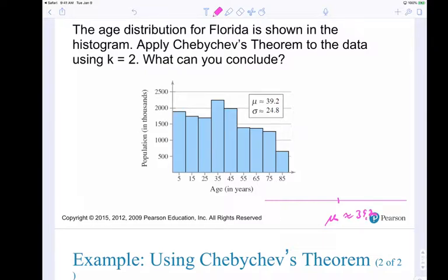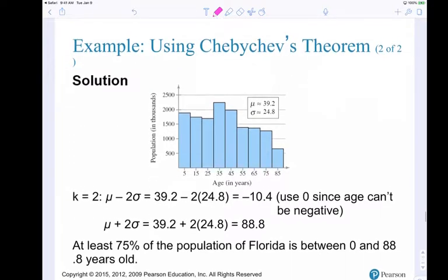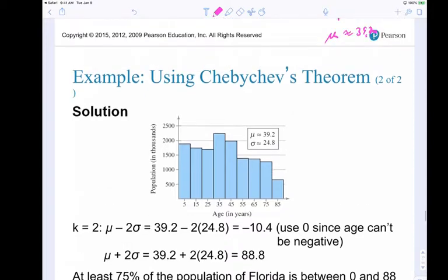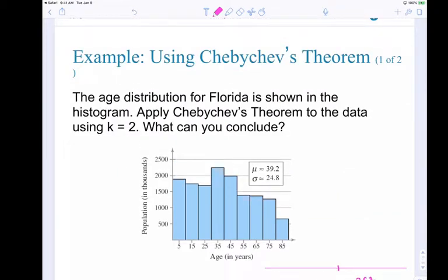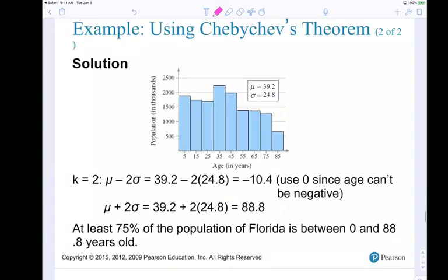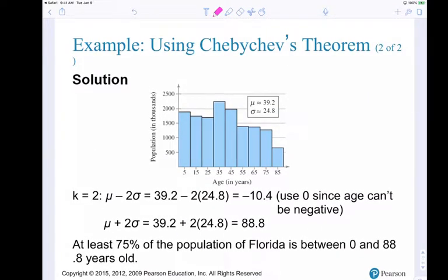Age distribution. So we have our mu. Let k equal 2. Apply Chebyshev's theorem to the data using k equals 2. What can we conclude? When k is 2, we're going to say mu minus 2 sigma. That's mu, which was given to us, minus 2 times sigma, also given to us. So we get negative 10.4. It says I use 0 since age can't be negative.